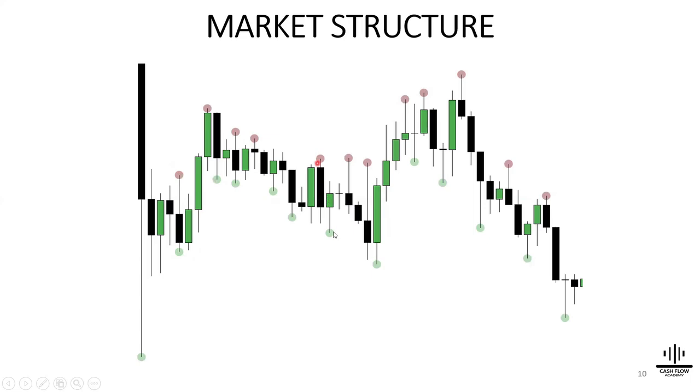Don't worry, I'm going to give an in-depth explanation of market structure. Well, what I want us to get from this lecture is that market structure forms with a three-candle pattern, where the middle candle is either higher for a bearish swing or lower than both candles at the left and right for a bullish swing.